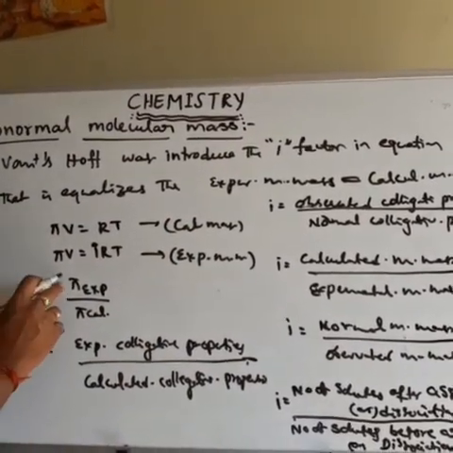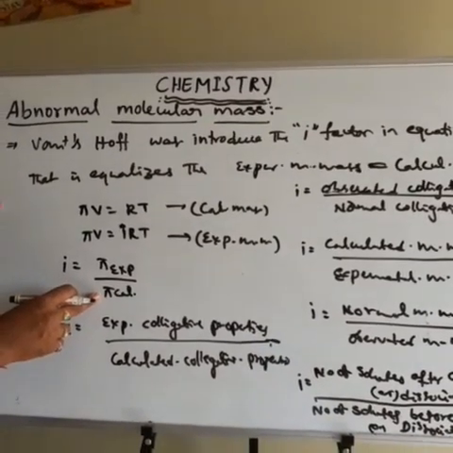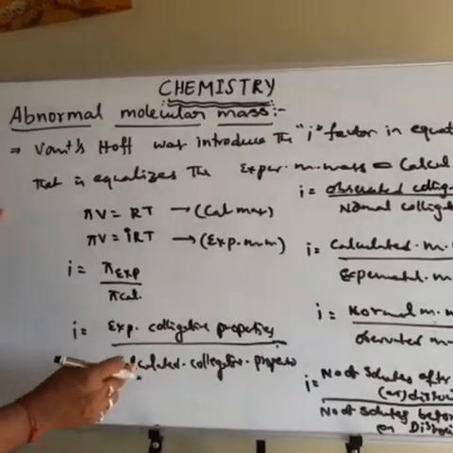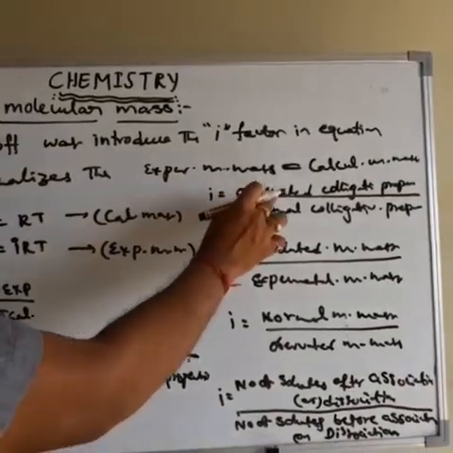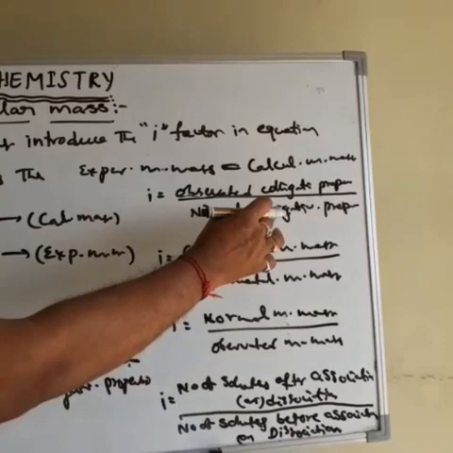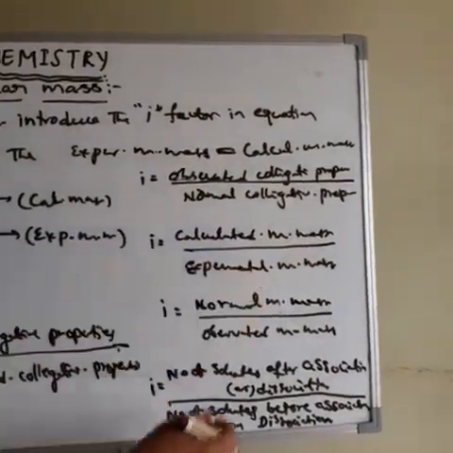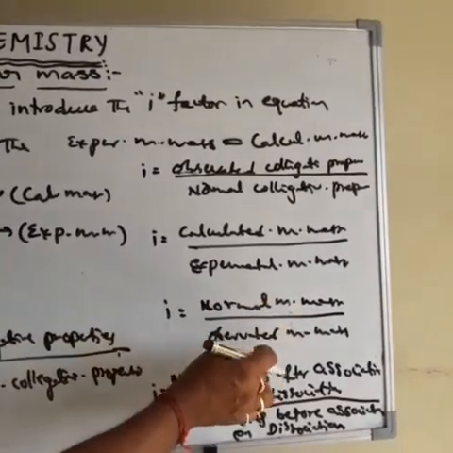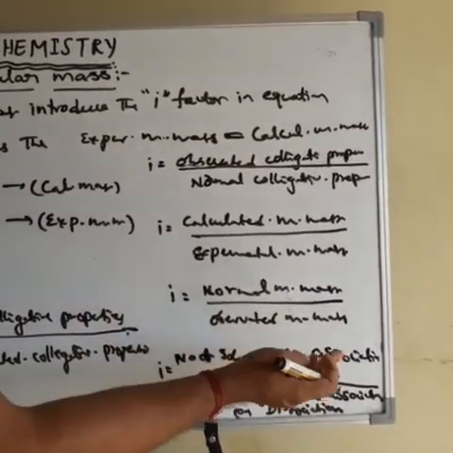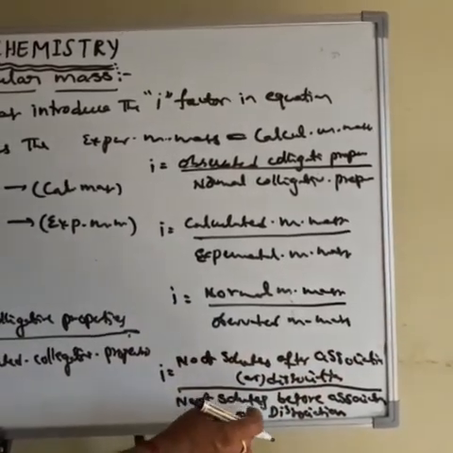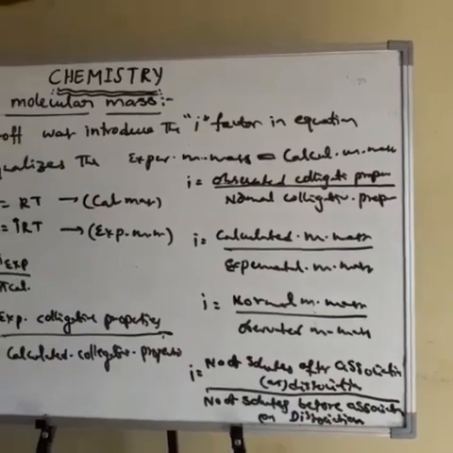Then what is i? i is equal to experimental colligative property divided by calculated colligative property, or observed colligative property divided by normal colligative property. i is equal to calculated molecular mass divided by experimental molecular mass, or normal molecular mass divided by observed molecular mass, or the number of solute particles after dissociation or association divided by the number of solute particles before association and dissociation. So these are very, very important formulas.